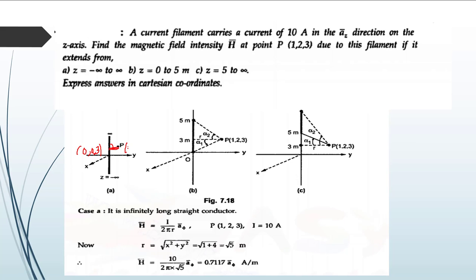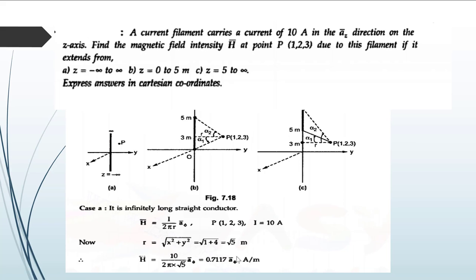And this point is (1, 2, 3). So we can find R: R is equal to the square root of (1 minus 0) squared, (2 minus 0) squared and (3 minus 3) squared. So it is 1 square plus 2 square, that is equal to square root of 5, as shown here. And now it is easy to find H bar. H bar is equal to 10 ampere divided by 2 pi square root of 5, A phi cap. If we keep it as A phi cap, then this vector H bar will be in the cylindrical coordinate system.